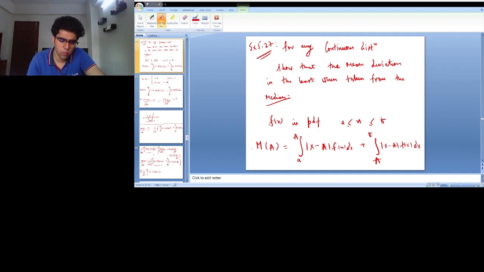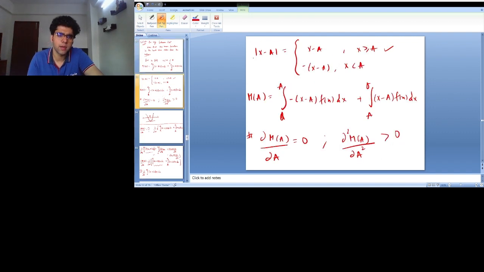So what we did was we just defined M(A) as a function, and M(A) is telling us the value of the deviation of x from the point A, which is lying between a and b. So the value of this will be the integral of mod of x minus A times f(x) dx, and I just separated this into two different integrals. Why? Because x minus A is a mod function, and this will be positive when taking the value of x greater than A, and will be negative when taking the value of x less than A, right?